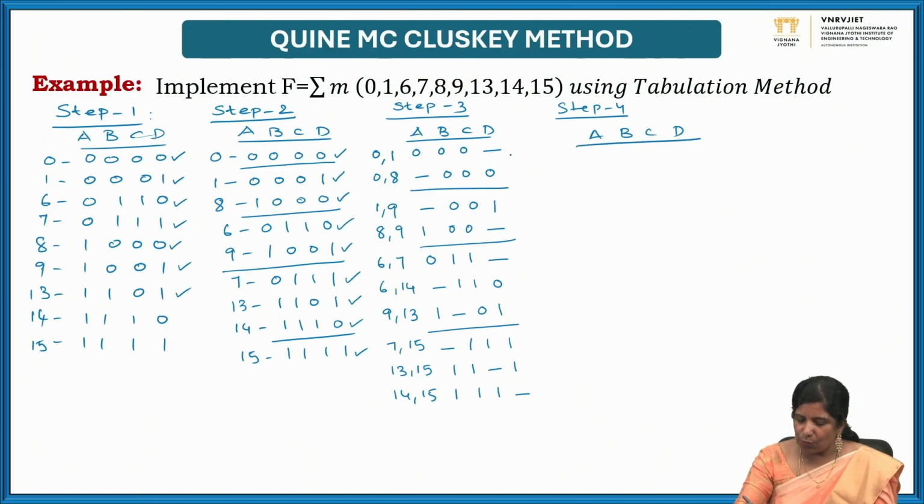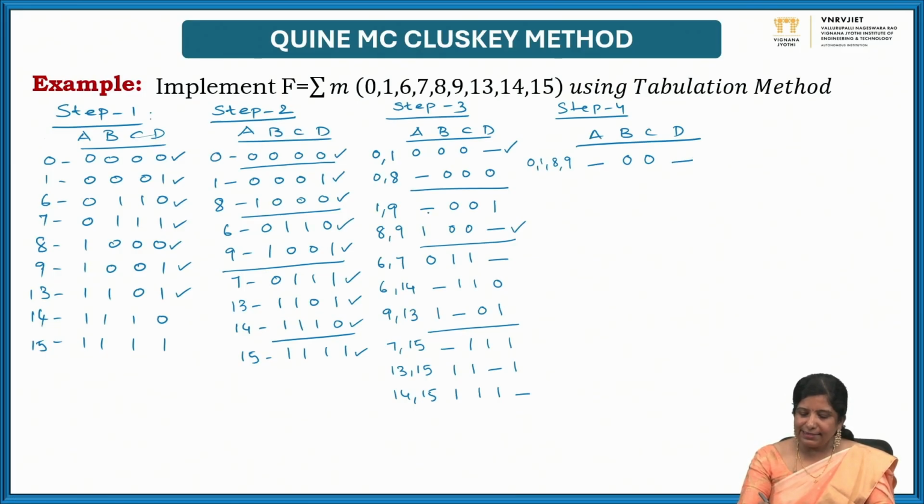Now 0, 1 and 8, 9. In both the places, the dash is in the D place and it differs by only 1 bit. So I can combine 0, 1, 8, 9. So I'm keeping a tick mark on 0, 1, 8, 9. Now what I can write here: A is differing, so it is dash. BC in both the cases is 0, 0 as it is, and D is dash.